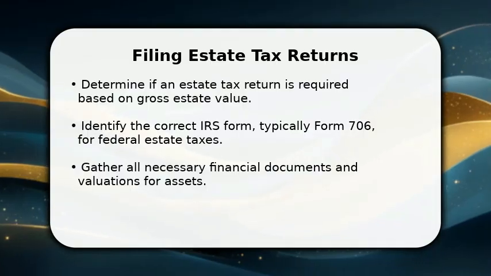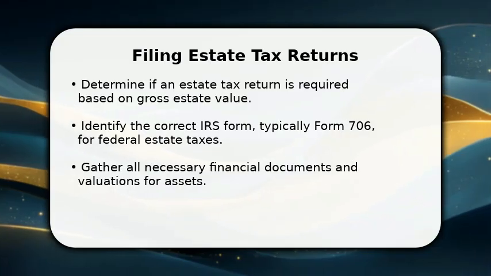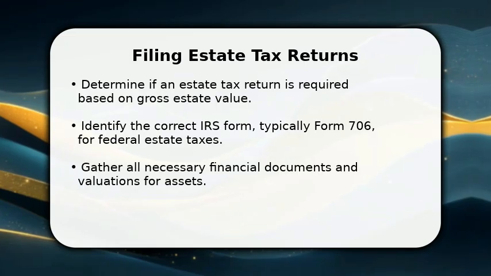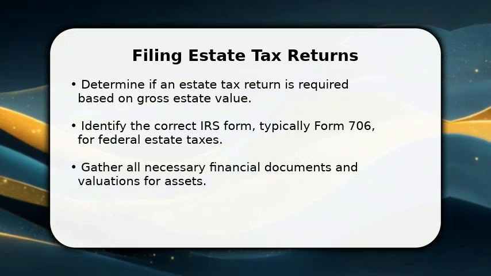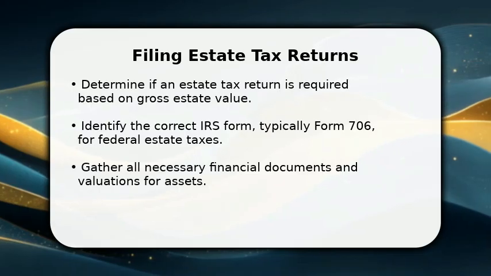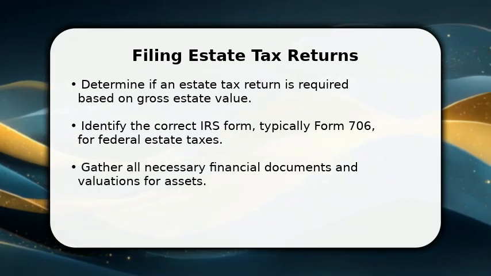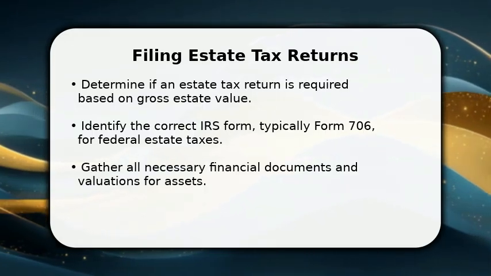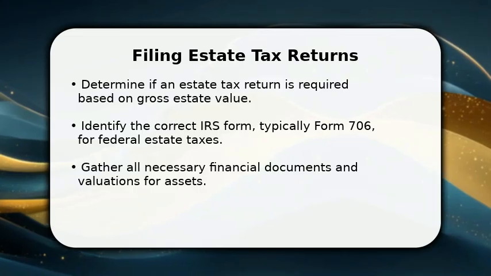In this video, I will explain how to file an estate tax return. First, assess the gross value of the estate to see if a federal return is necessary. If it exceeds the exemption threshold, you'll need to file. The primary form is IRS Form 706, United States Estate and Generation Skipping Transfer Tax Return.